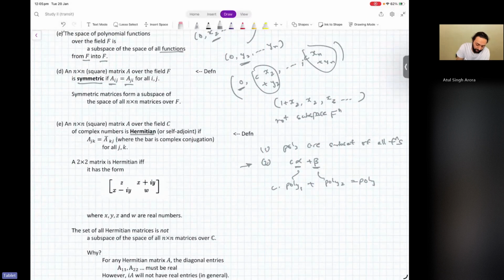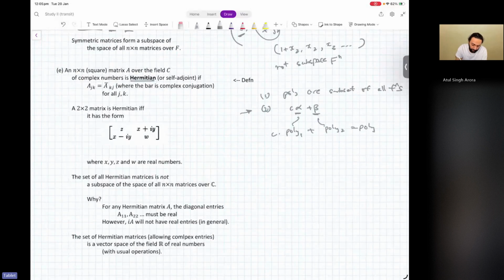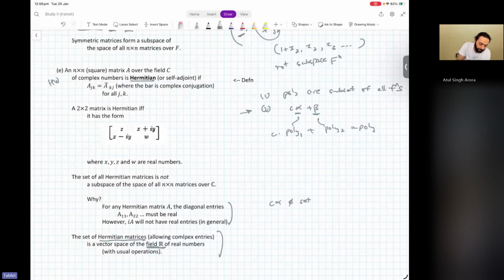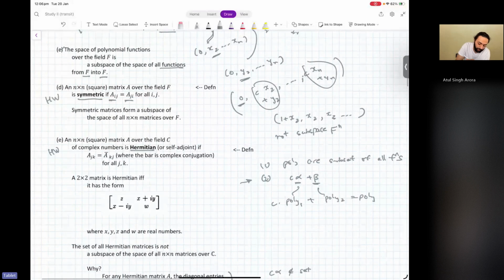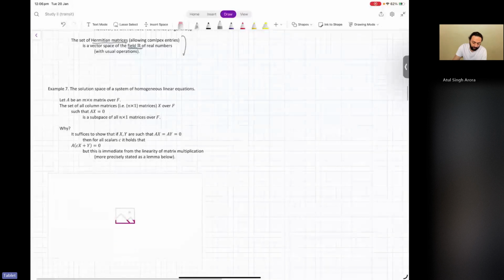And then also the set of Hermitian matrices. Here there is a little bit of a subtlety. The set of Hermitian matrices is a vector space if the field is the real numbers. But if the field is complex, then this is not a vector space, because then c times alpha will not belong to the set. So I'll just mark these as homework for you guys to look at later. All right. Okay, so let us continue then.